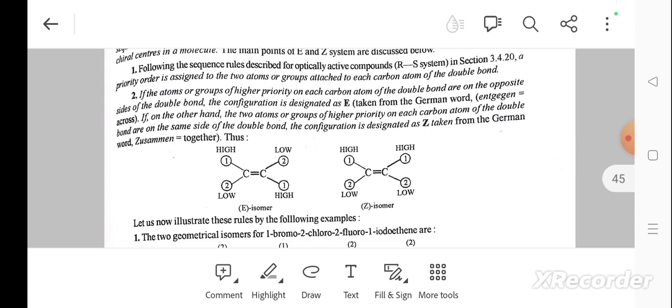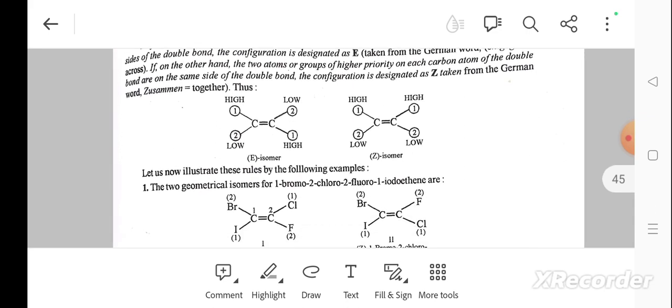Second, if the atoms or groups of higher priority on each carbon atom of the double bond are on opposite sides of the double bond, the configuration is designated E. If, on the other hand, the two atoms or groups of higher priority on each carbon atom of the double bond are on the same side, the configuration is designated Z, from the German word zusammen. Let us illustrate these rules with the following example.